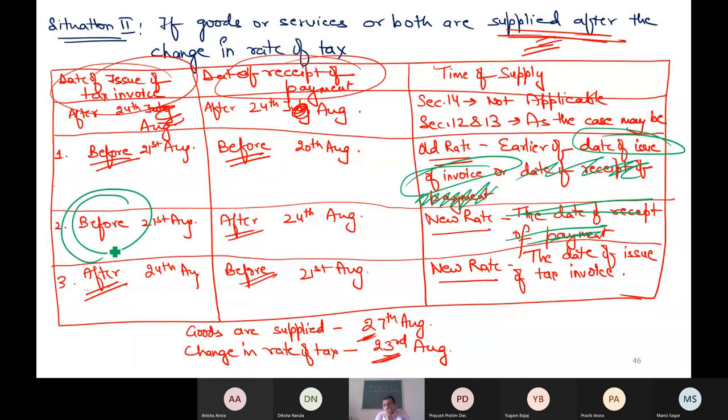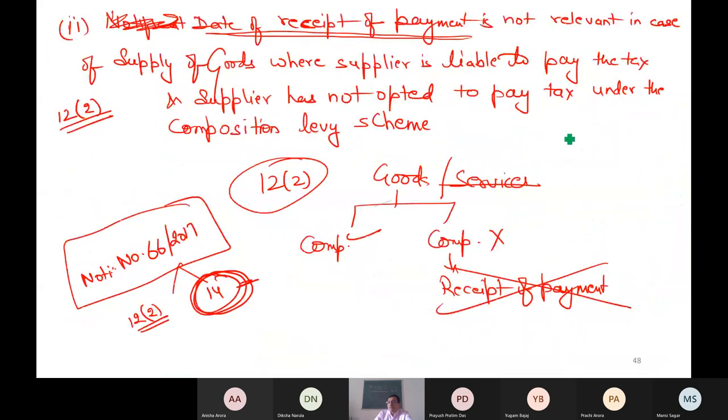But this will not be the answer in every case, only in exceptional case when goods are supplied where supplier is liable to pay the tax and where that person has opted not to pay the tax under composition levy scheme. That's it. This was my second point, technical, and I expect you to first read and then get back to me. It requires self-study to understand what is the exact issue. I simply wanted to give you an idea, but your own learning will only help you in asking the correct question. Right now, it's possible that you might not have understood this point, but only those who will read the concept in detail, that notification number 66, can understand it.